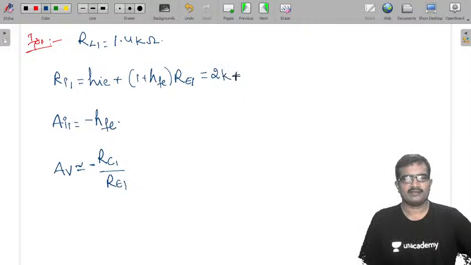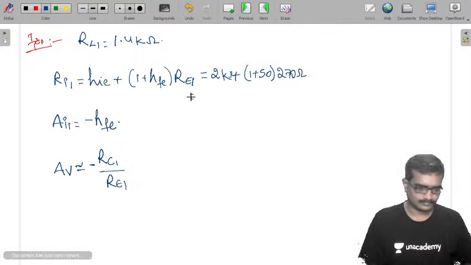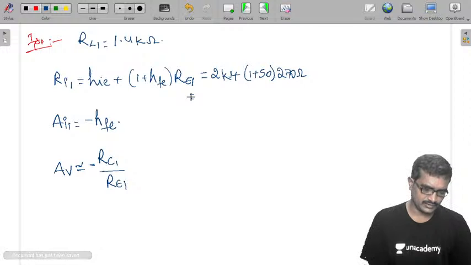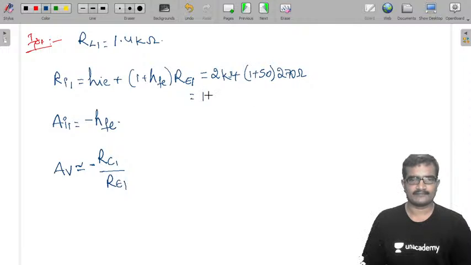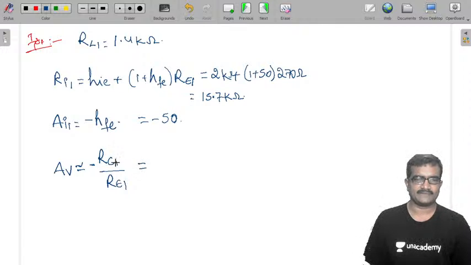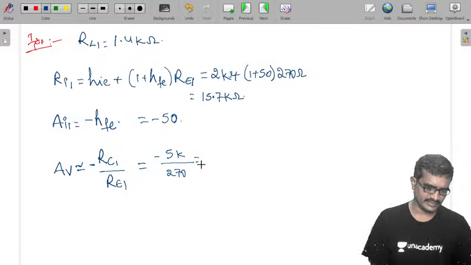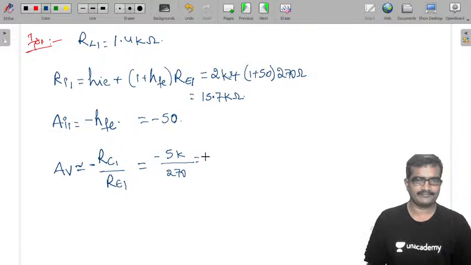HIE 2k plus 1 plus HFE 50 into RE1 270 ohms. Now calculate the value. 51 into 270 plus 2000, that is 15.7k. It is minus 50, and this is approximate value, we know that, minus 5k by 270. So 5000 divided by 270, it is 18.5, minus 18.5.